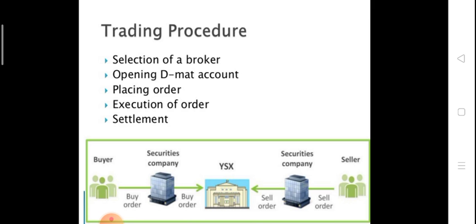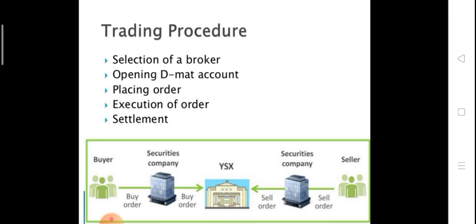Now, what is the trading procedure if we want to sell or purchase any security? Look at the picture. The first point is selection of broker, second is opening a demat account, third is placing an order, fourth is execution of order, and the last one is settlement. So these are the 5 points which come under the trading procedure. Number one is selection of broker.